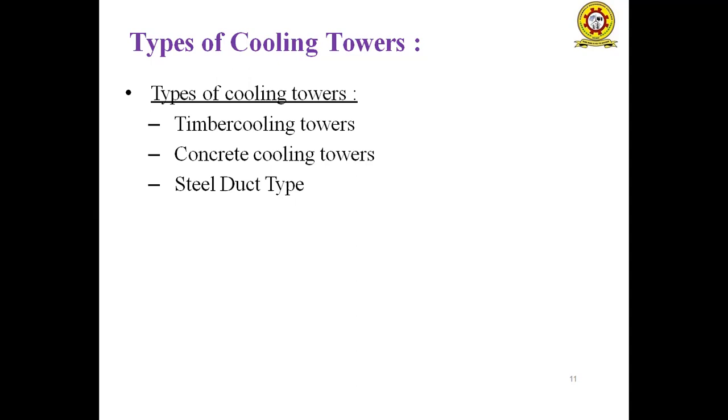And next one is the steel duct type. Duct type cooling towers are rarely used in modern power plants owing to their small capacity. Duct type cooling systems are broadly classified into two types: natural draught cooling towers and mechanical draught cooling towers.